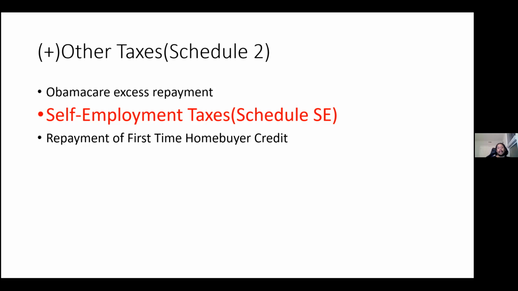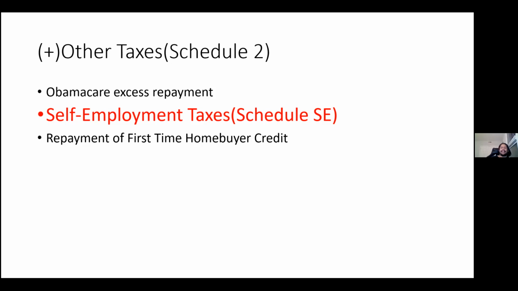And then I also have repayment of the first time home buyer's credit. Back in 2008, the government fronted people money. They allowed people to take one big credit in 2008 to buy homes, basically to offset the cost of buying their first home. They were allowed to take a huge credit on their tax returns and it was all refundable. The catch is they had to pay it back over the next 10 years. So that is another tax that's going on.